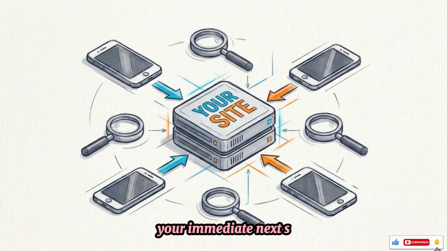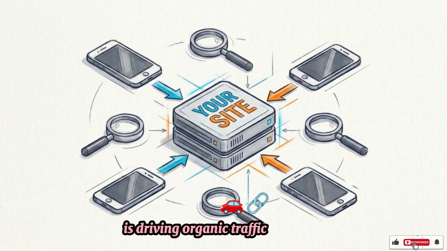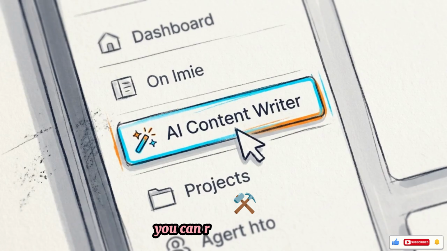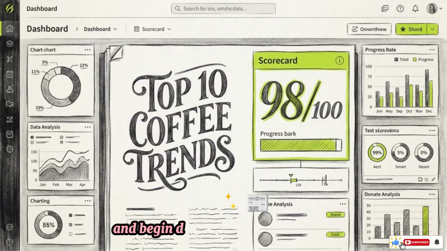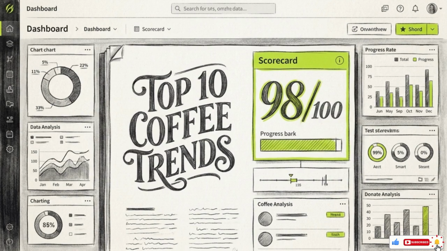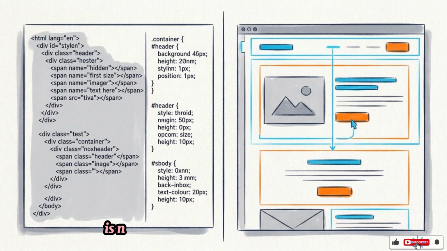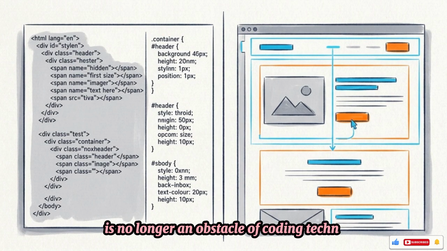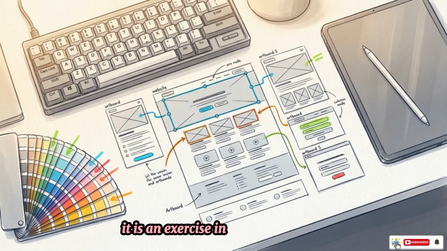Your immediate next strategy is driving organic traffic to that new URL. You can return to your AI tools and begin drafting SEO-friendly blog articles to attract your first visitors. Building a high-quality website is no longer an obstacle of coding technicalities. It is an exercise in executing a clear vision with the right set of tools.